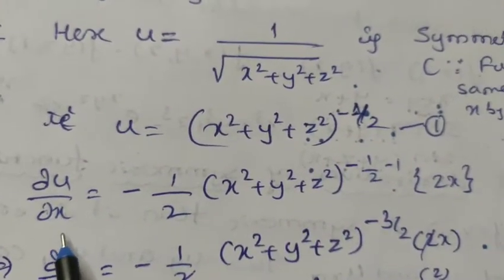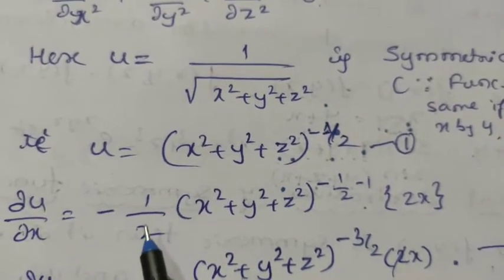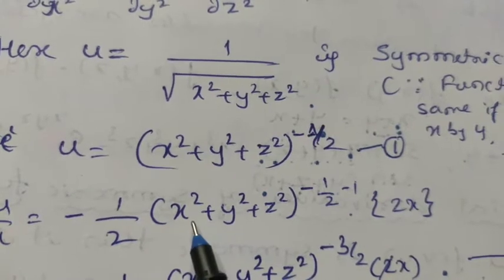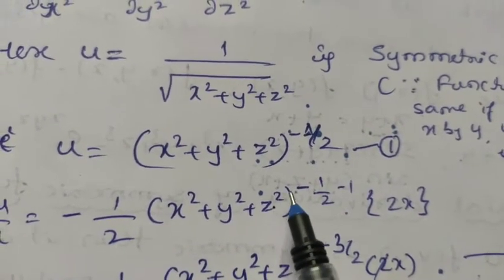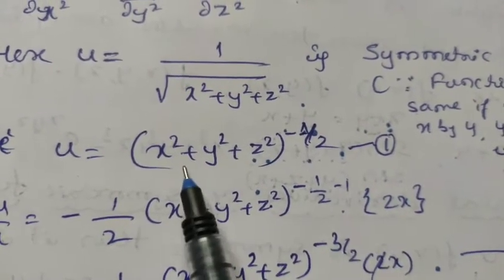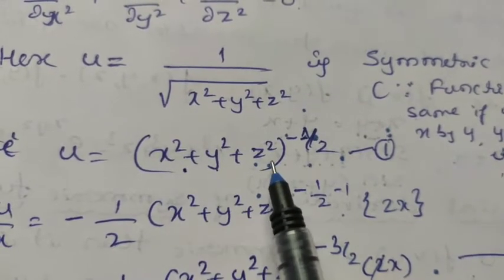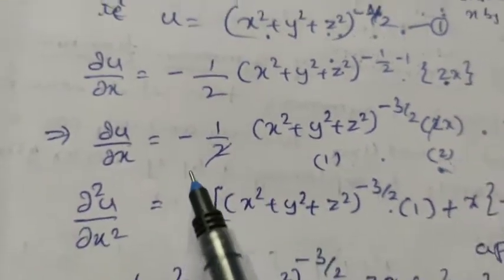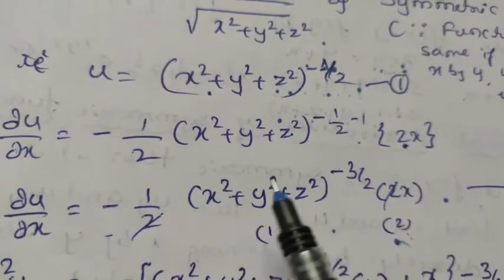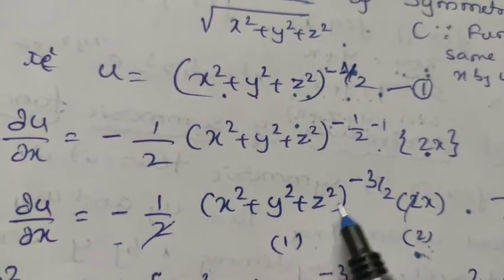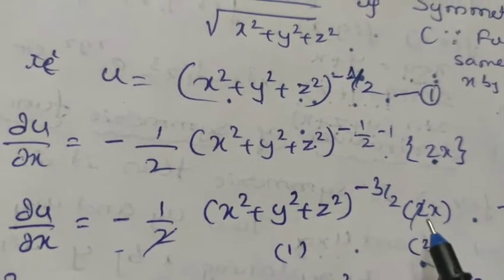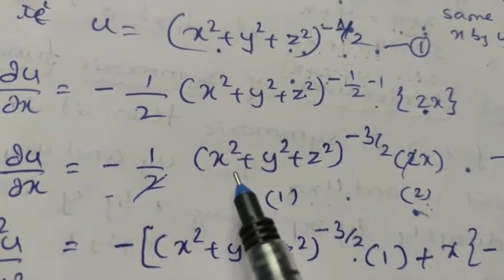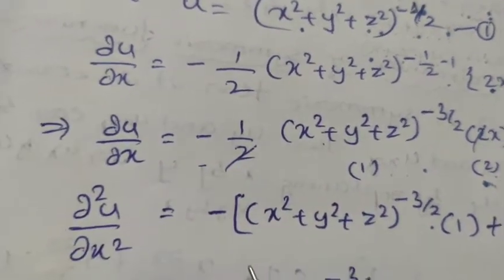Let us find dou u by dou x. So this is minus 1 by 2 into the derivative of this one, x square plus y square plus z square raised to minus 1 by 2 minus 1, into the derivative of x square plus y square plus z square, which is 2x. Partially with respect to x we are differentiating. So it is equal to minus 1 by 2, x square plus y square plus z square whole raised to minus 3 by 2 into 2x. The 2 gets cancelled, so these two terms remain.